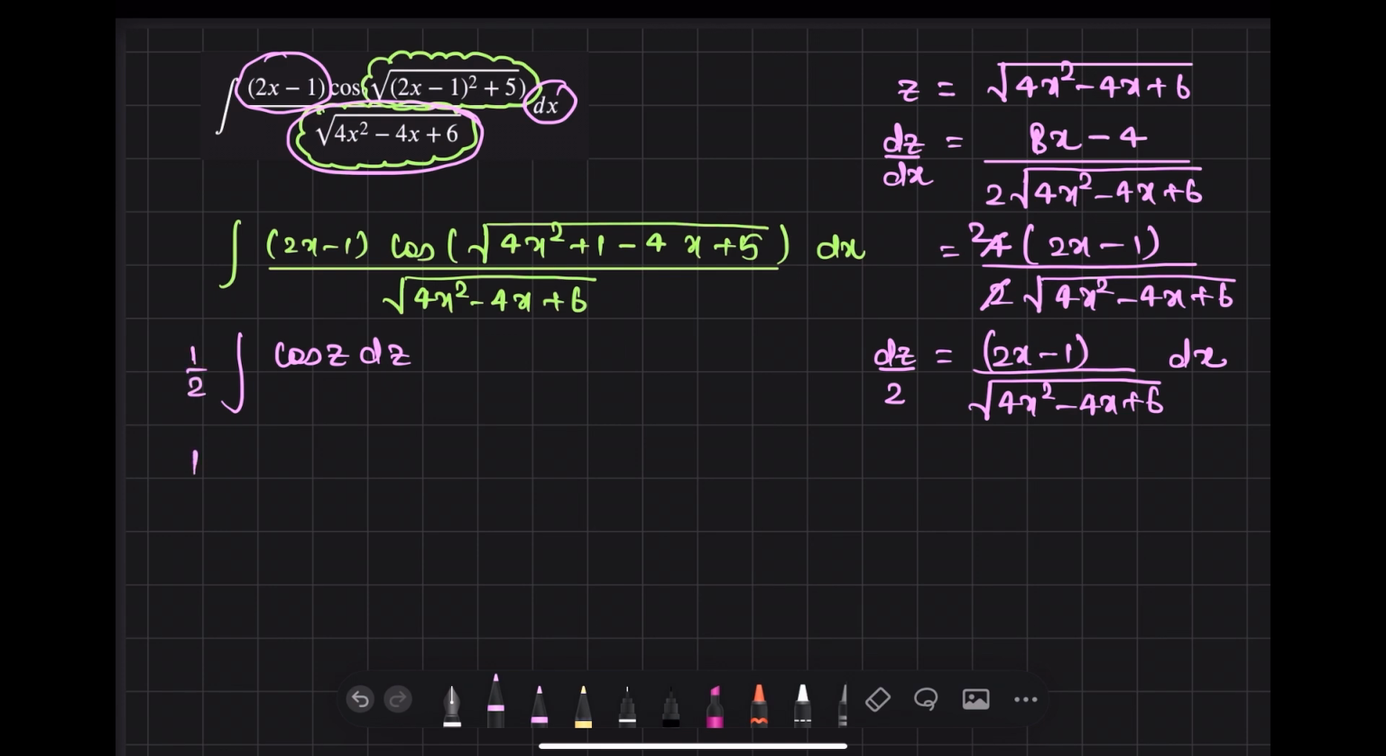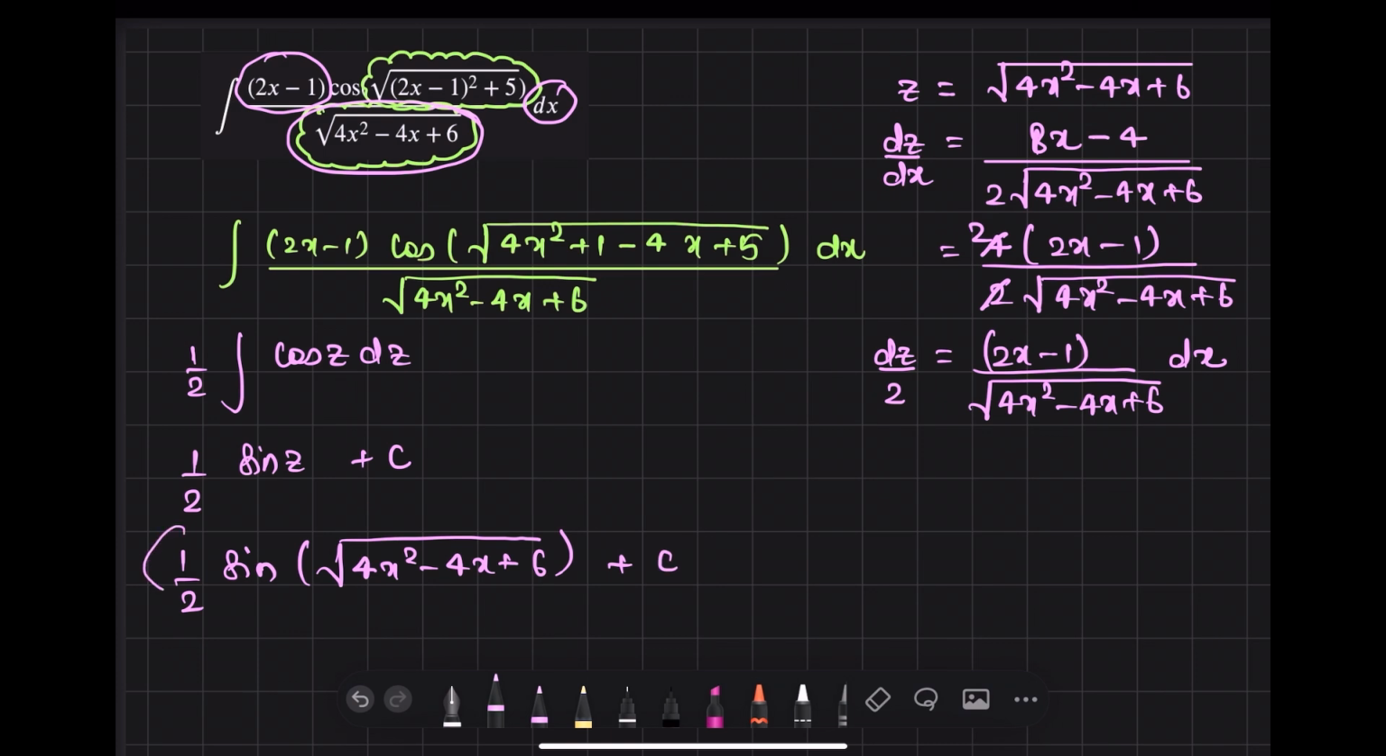Correct. Now you know that the integration of cos x is sin x. So it is sin z plus integration constant c. Now replace this z. So sin of z, where z is root over 4x square minus 4x plus 6, and then integration constant c. So the integration of the given integrand is this.